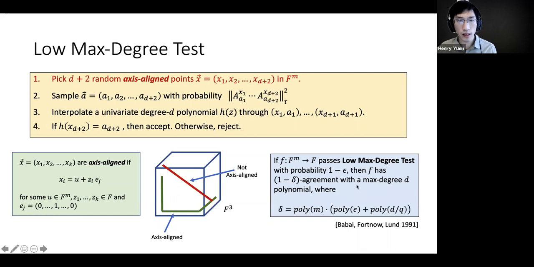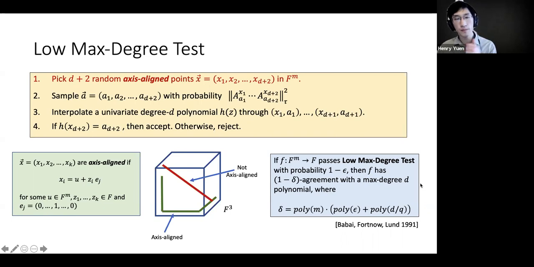Okay. What about the robust case? If this function f passes this test with probability 1 minus epsilon, then f has 1 minus delta agreement with a max degree D polynomial, where this delta is the same quantity we saw before. And this is arguably the first low degree testing theorem that was proven. This is by Fortnow and Lund. So essentially we're proving a quantum version, or a non-commutative version, of this theorem.